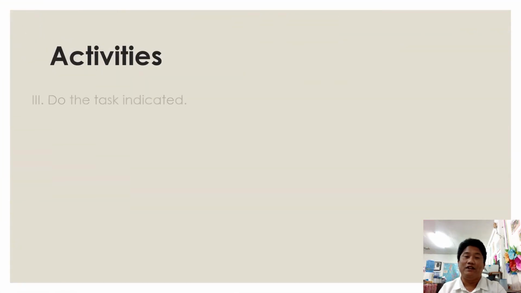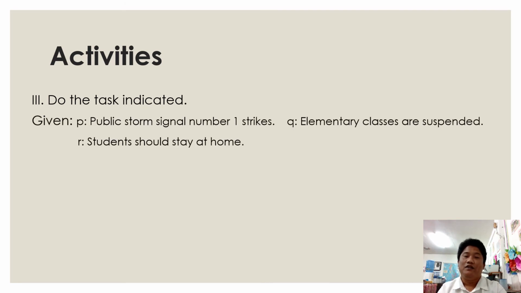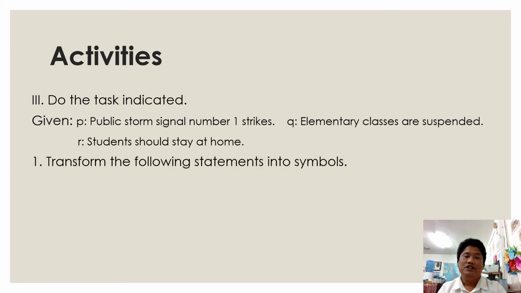For activity number 3, we need to do the task as indicated. We have here 3 propositions: P, Q, and R. The statement for proposition P is: public storm signal number 1 strikes. For proposition Q: elementary classes are suspended. And for proposition R: students should stay at home. For our first task, transform the following statements into symbols.